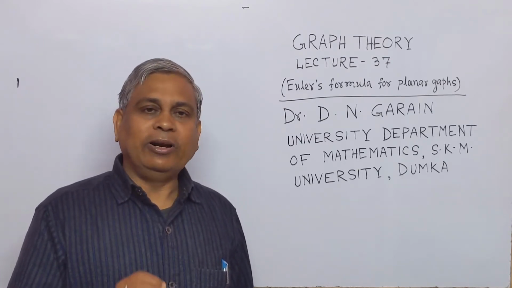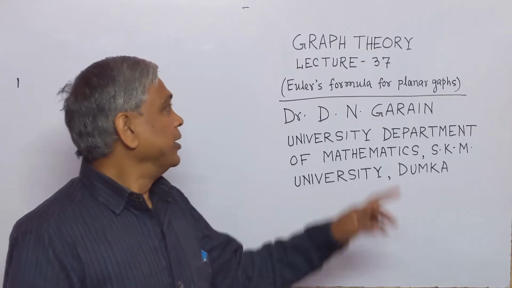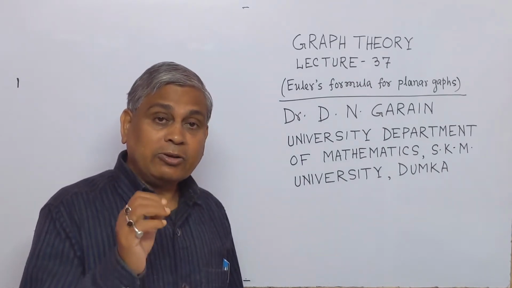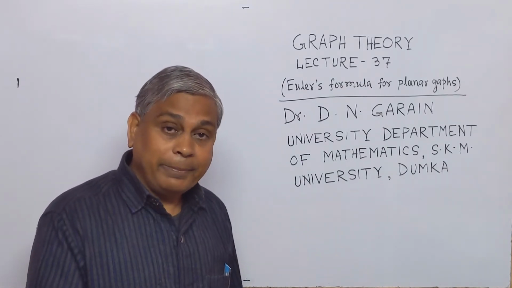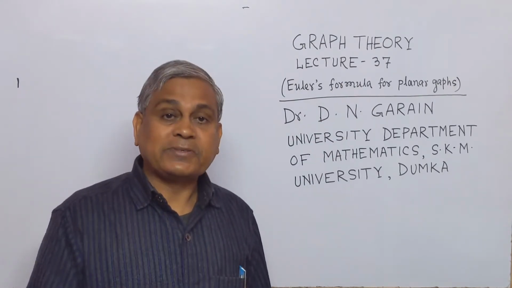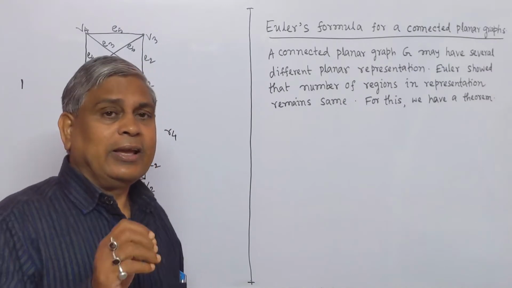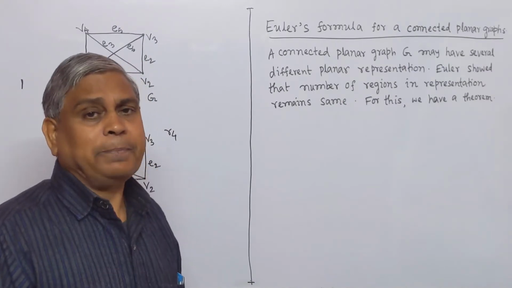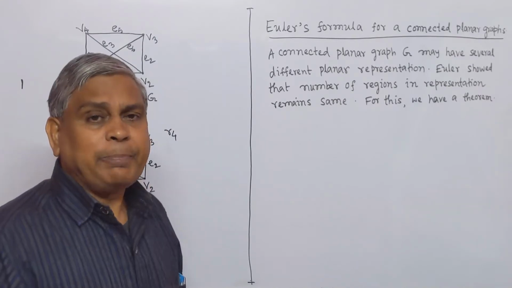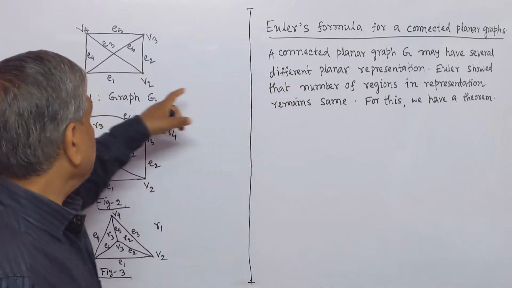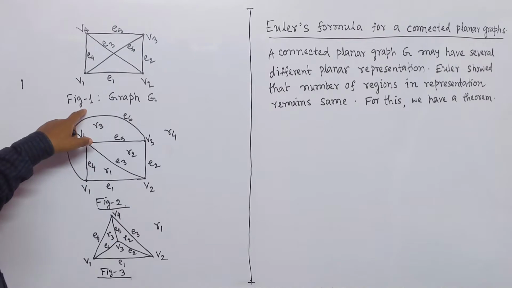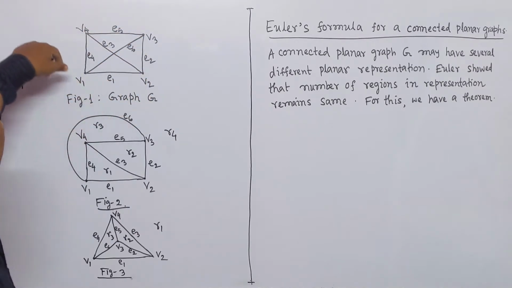Today, I will deliver lecture on graph theory, lecture number 37, in which I will derive Euler's formula for planar graphs. We know that a connected planar graph G may have several planar representations. Here we see graph G in figure 1. This is a graph G.